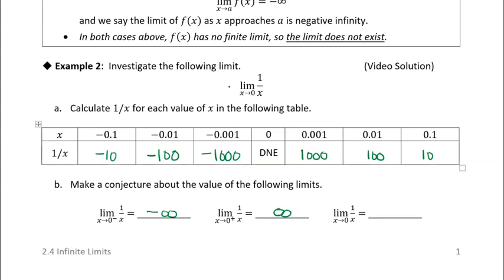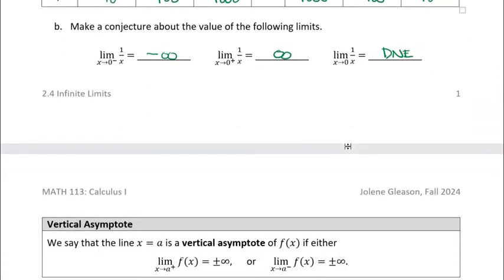So the only thing we can do here is say the limit as x approaches 0 of 1 over x does not exist. Now again, like I said, these limits don't exist, they're not finite limits, they're just becoming arbitrarily large, either in the positive or negative direction. And when that happens, we get what we call a vertical asymptote.